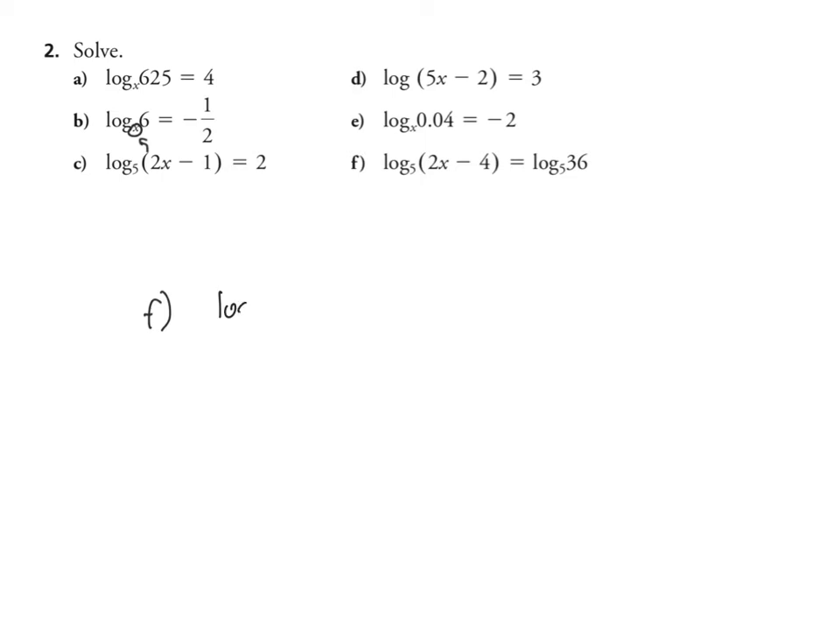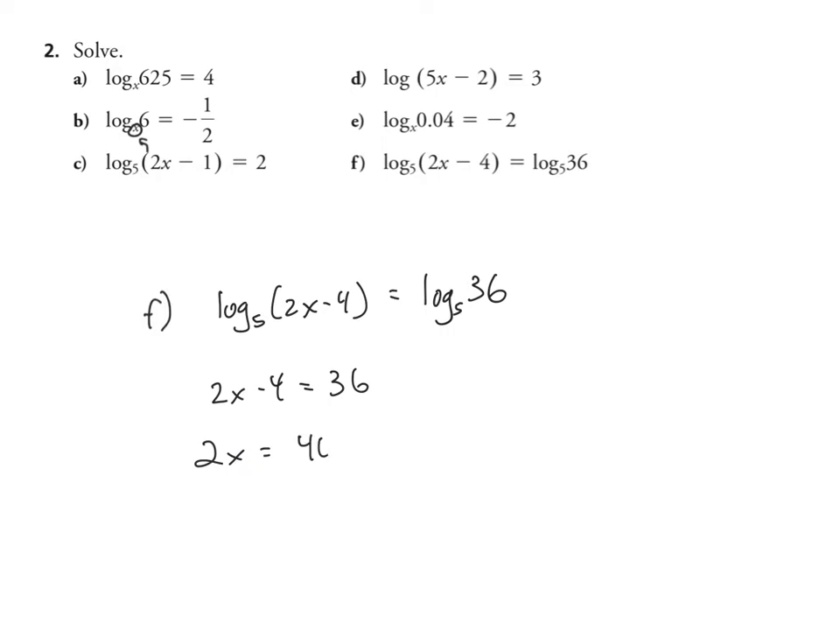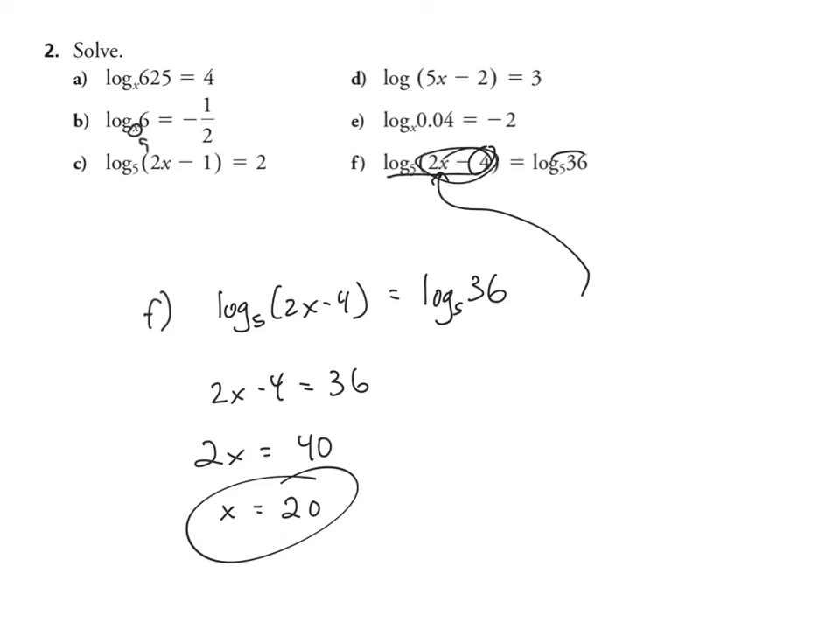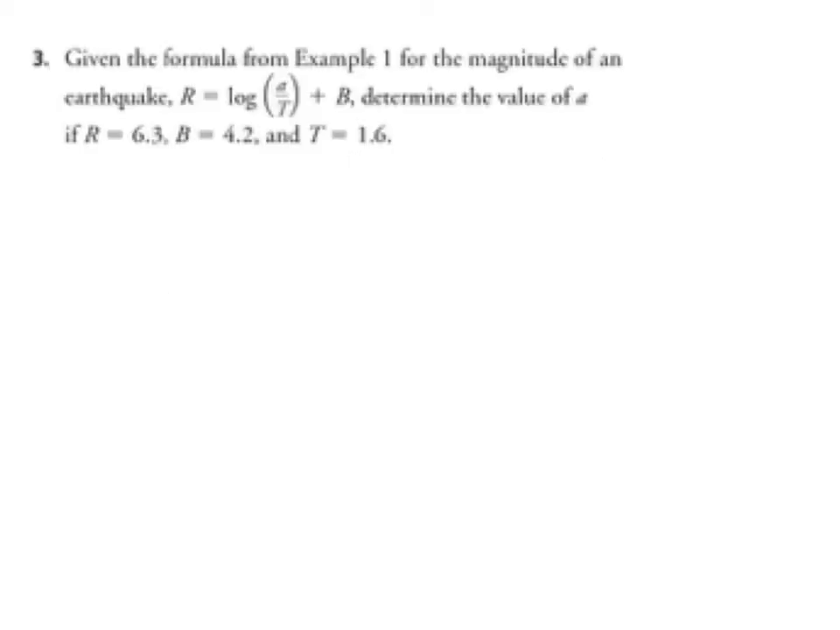Part F, log with a base 5 of 2x minus 4 equals log with a base 5 of 36. So we could say that 2x minus 4 has to equal 36. That was simple. And we could say that 2x has to equal 40. So x has to equal 20. Let's double check that answer. 2 times 20 is 40, minus 4 is 36. Yeah, the log base 5 of 36 is equal to log base 5 of 36. That makes sense.